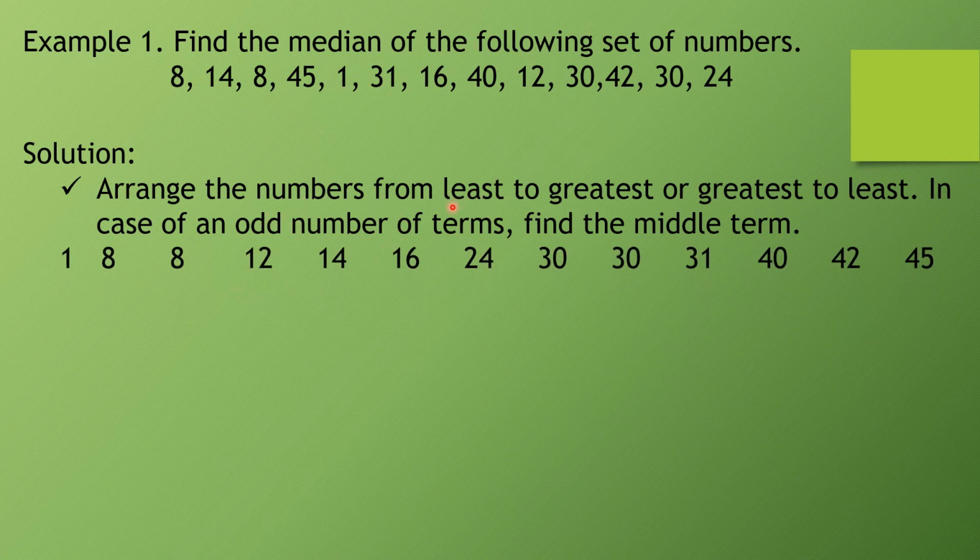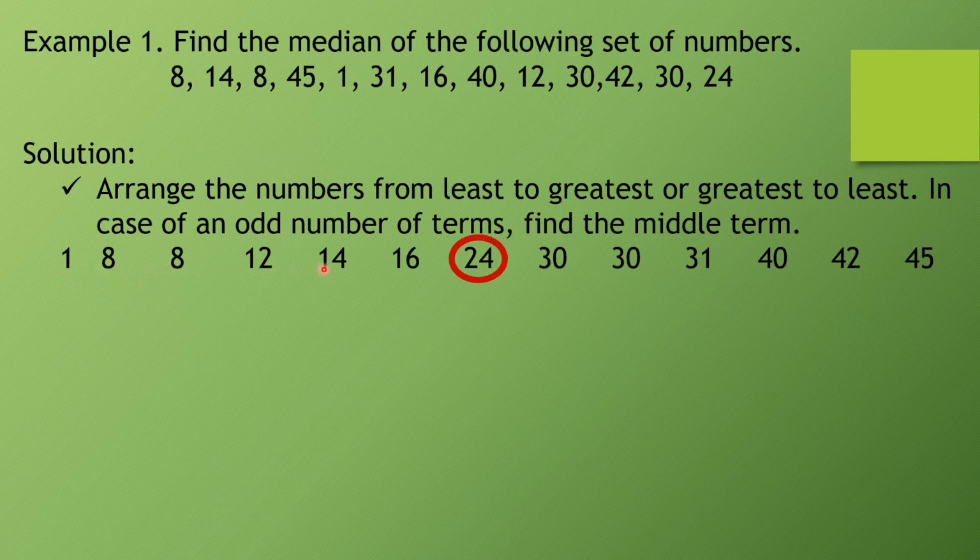But first, we need to arrange the numbers from least to greatest. In our case here, i-arrange na to siya sugod sa pinakagamay, from least to greatest or in increasing order. So we start from 1, 8, 8, 12, 14, 16, 24, 30, 30, 31, 40, 42, and 45. Since na-arrange na siya in increasing order, pangitaon lang nato kinsay naa sa tunga. And ang naa sa tunga is 24.